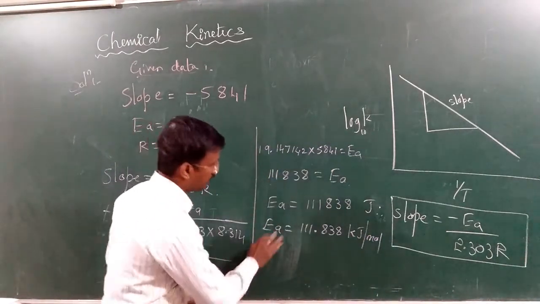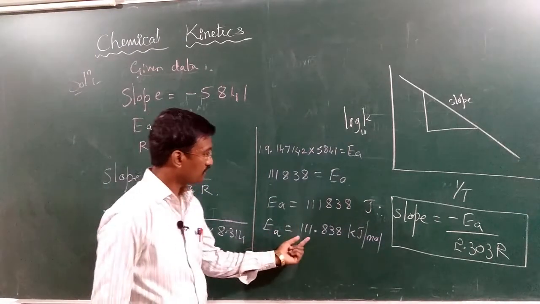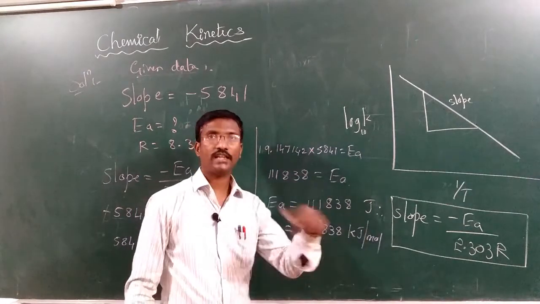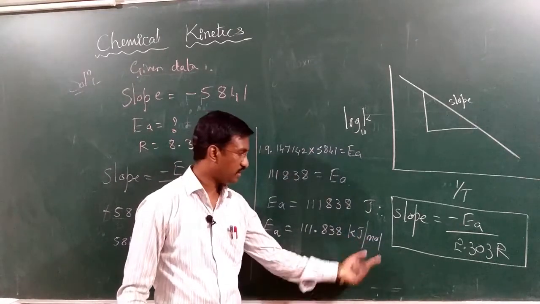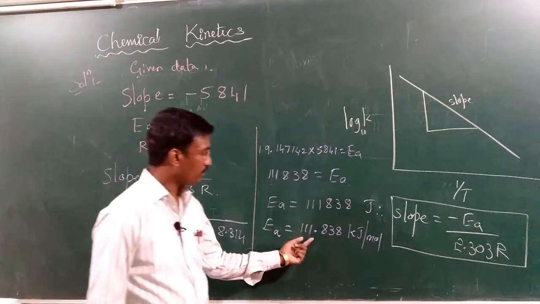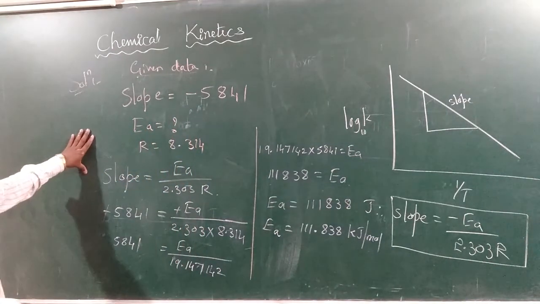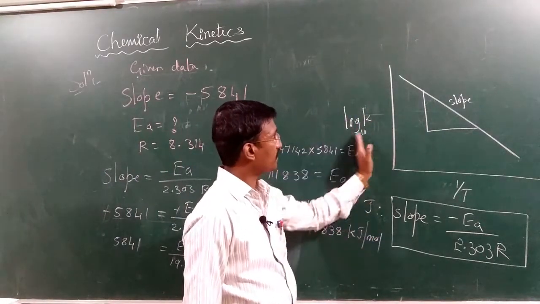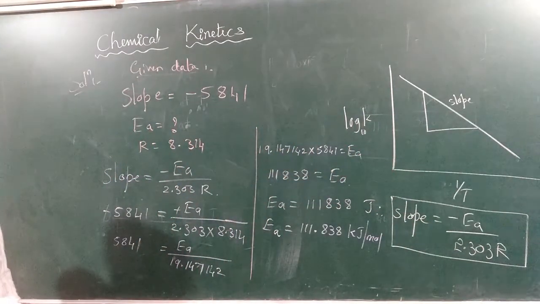EA value is E capital with A as subscript. EA is equal to 111.838 kilojoule per mole. In the previous problem, we did not mention per mole; mention it without fail. EA is equal to 111.838 kilojoule per mole. I hope this is clear. Quite a different problem it is. So first write it as a note, after the note just draw this one, and later you begin to write the solution of this problem.